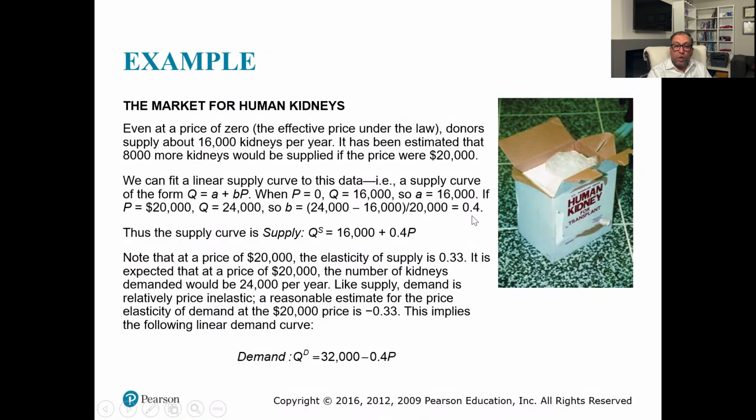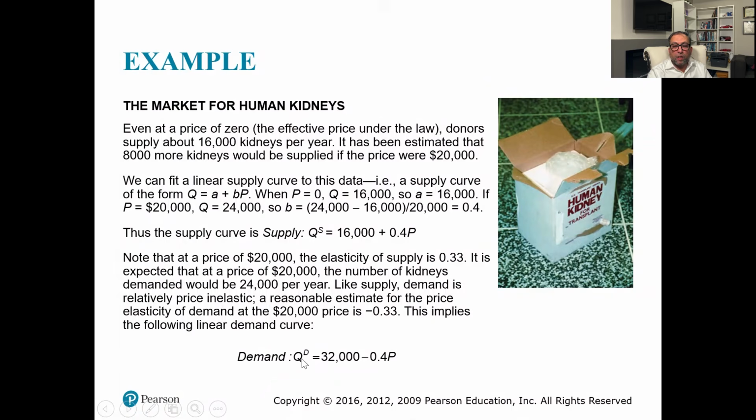Here the slope is 0.4, and we write the supply equation as 16,000 at 0 price, plus any further kidneys they're going to provide at the rate of 0.4. Note that at the price of 20,000, the elasticity of supply is 0.33. It is expected that at the price of 20,000, the number of kidneys demanded would be 24,000 per year. So like supply, demand is relatively price inelastic. A reasonable estimate for the price elasticity of demand at 20,000 is 0.33. This implies the following linear demand function.